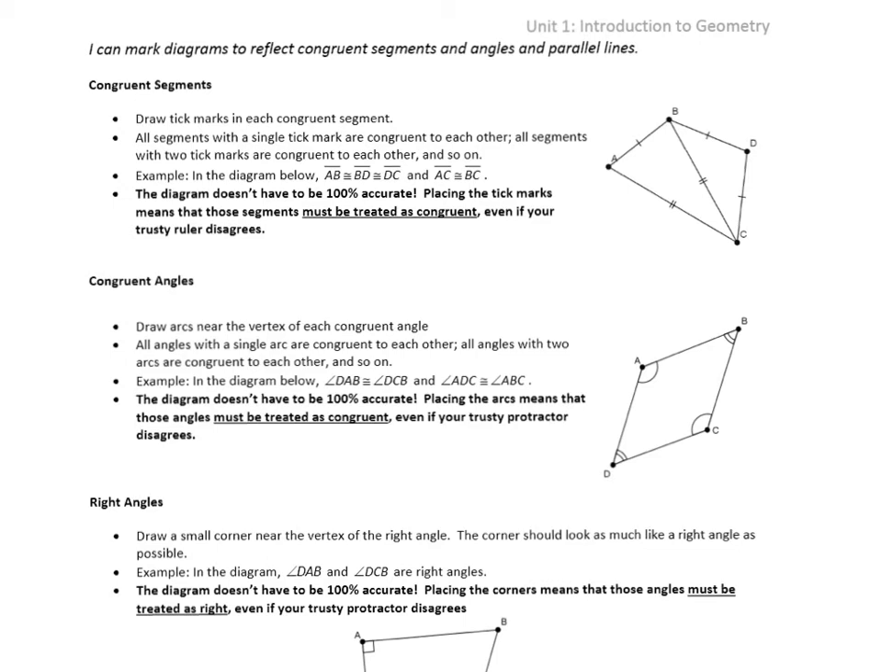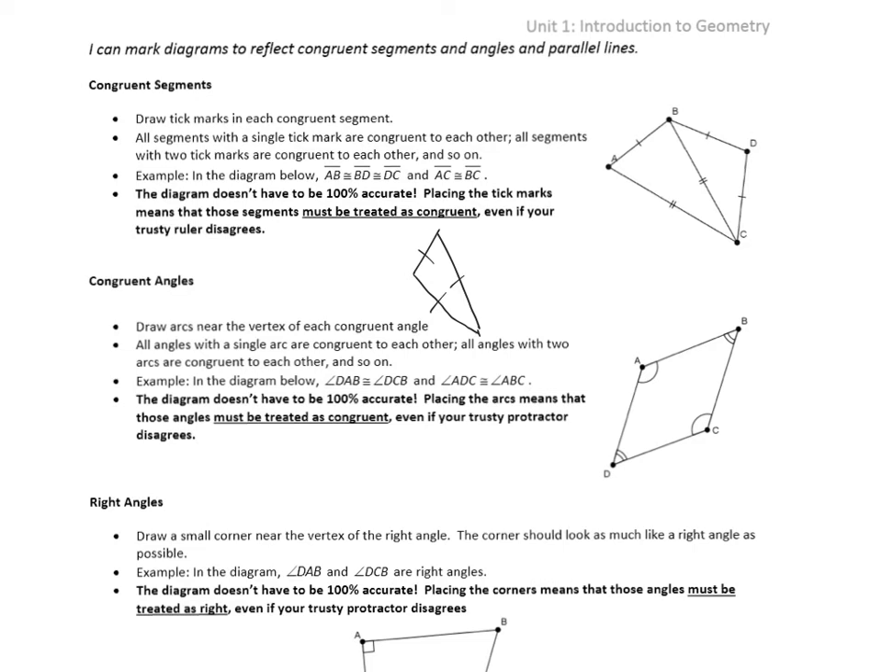The diagrams do not have to be 100% accurate. Placing tick marks on a diagram ensures that those segments are intended to be congruent. So if I gave you this diagram here, and I marked all 3 of these sides with a single tick mark, then you have to take it as truth that all 3 sides of that triangle are congruent.